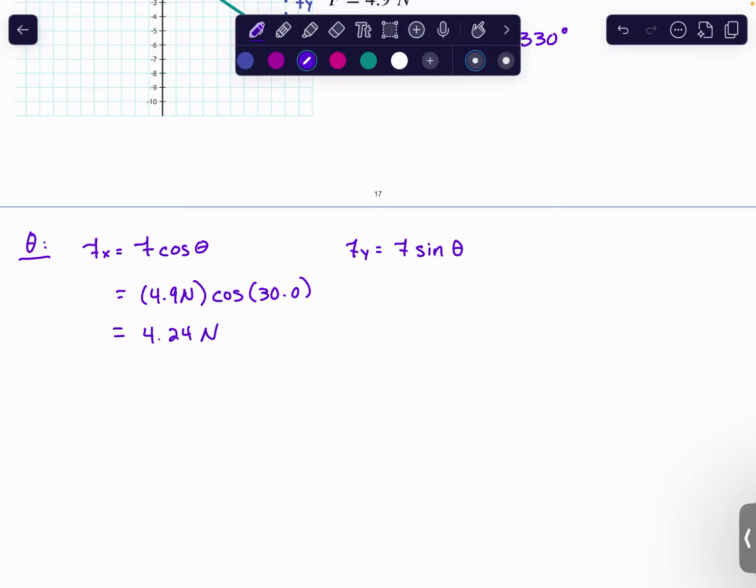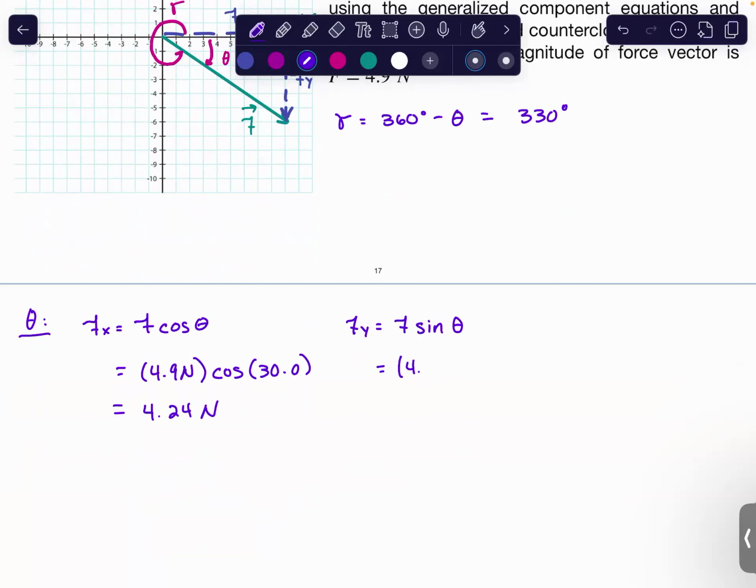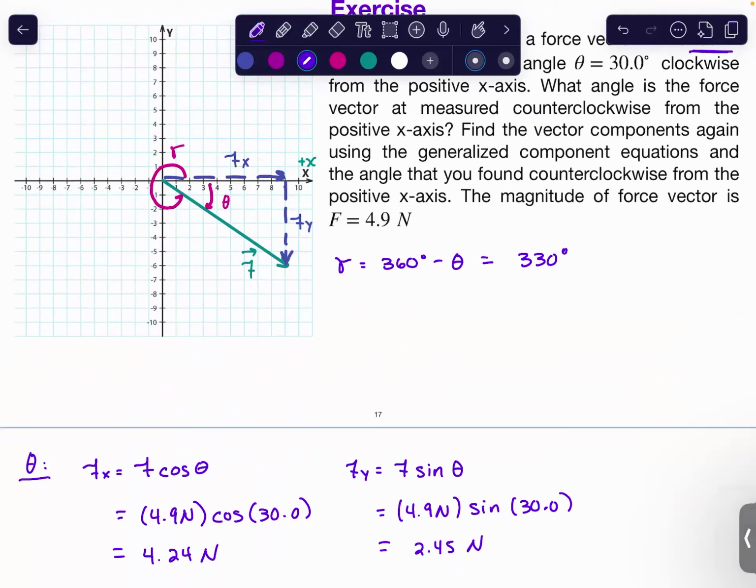Based off where the vector is at, is x going to be positive or negative? Positive, because the x component points in the positive x direction. I still think it's helpful to draw the little arrowheads on the components. That way you can see if they're pointed in the positive or negative direction. So that means your Fy is going to give you 2.45 newtons, but based off the direction of Fy, I have to adjust this to what? Negative.